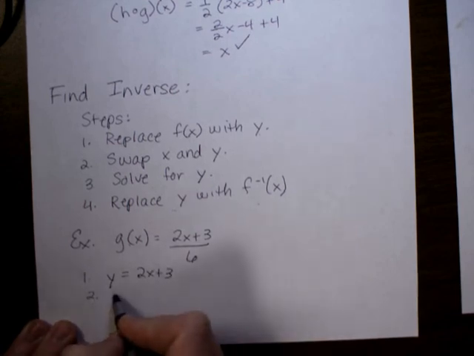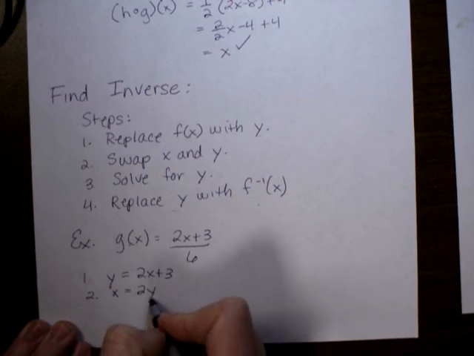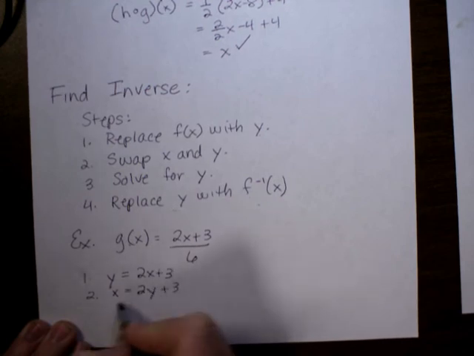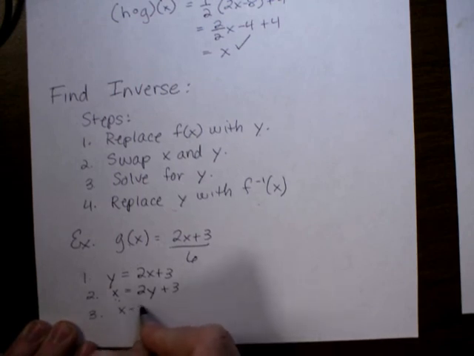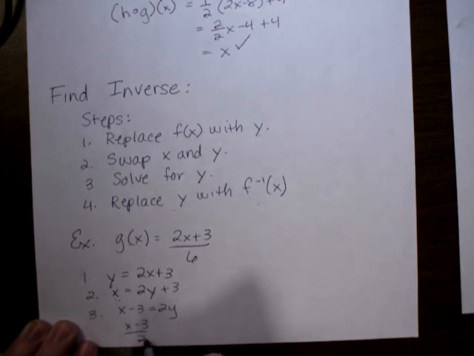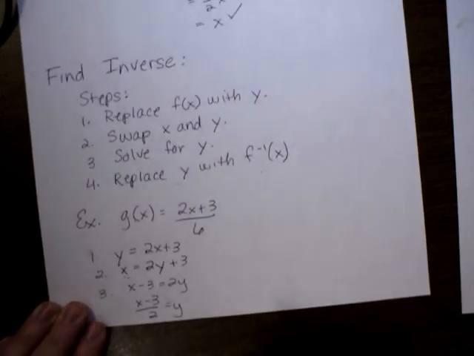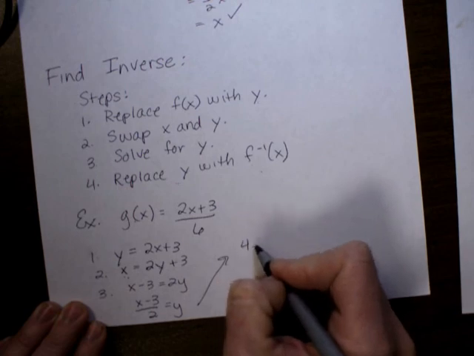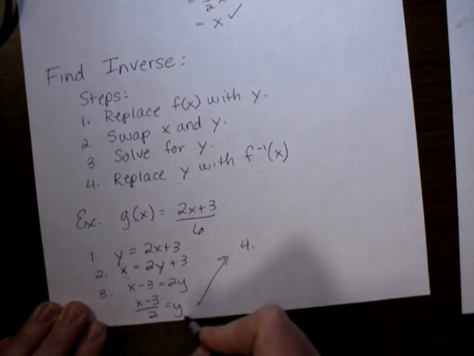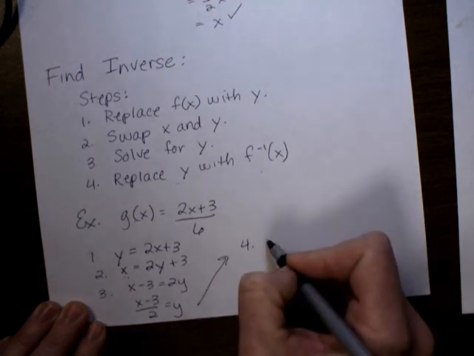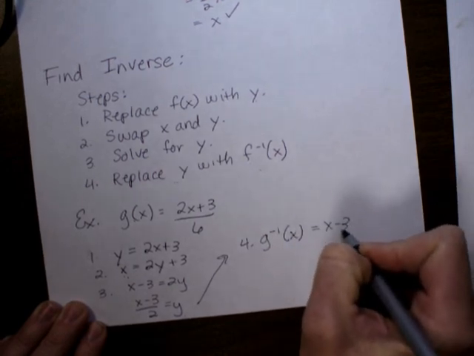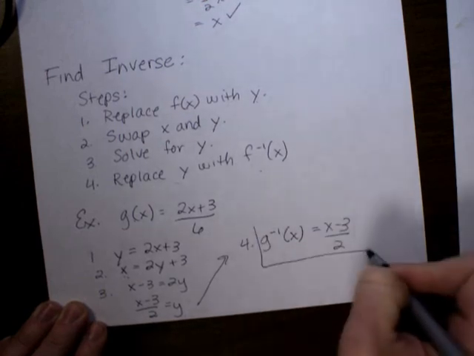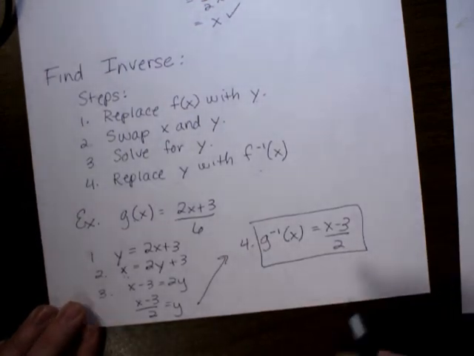Step 2, swap the x and the y. So I keep everything the same, I'm just changing the positions of my x and y. Step 3, solve for y. I'll subtract 3 from both sides, and then divide everything by 2. Last step, replace the y with our inverse notation. So this is not the original function anymore, this is the inverse of g, and you are done. You found the inverse algebraically.